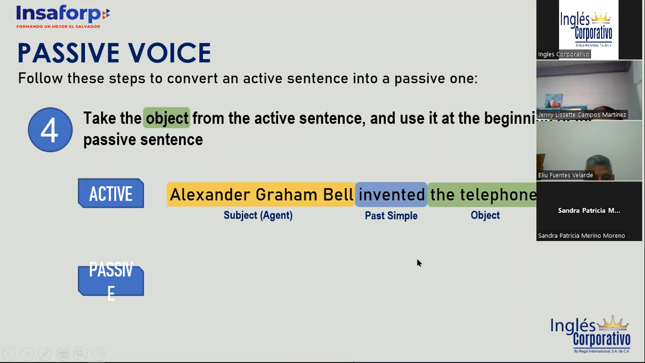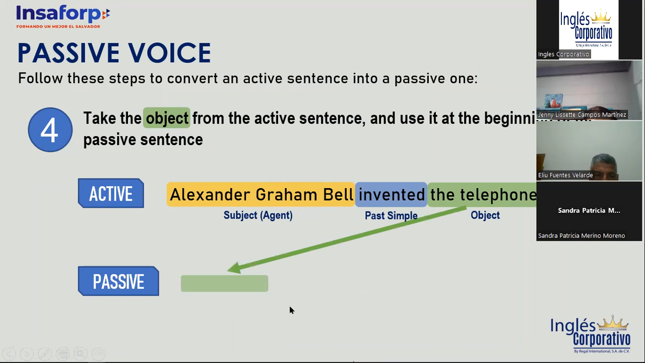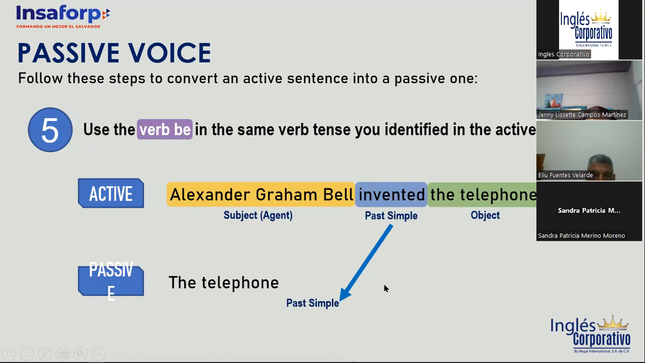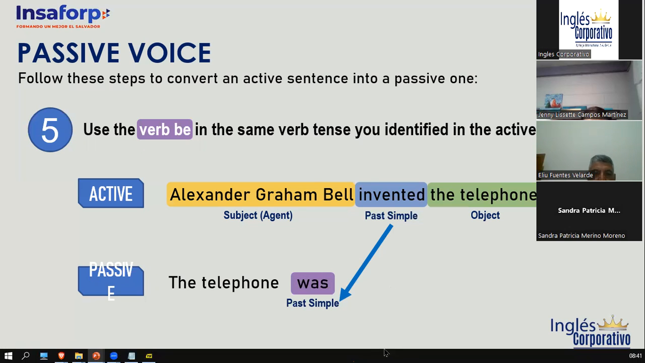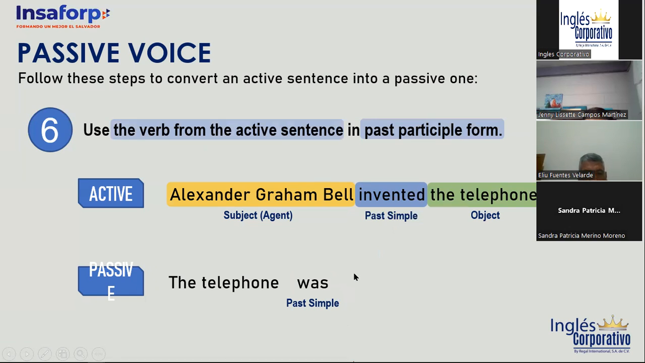Entonces, ayer les había explicado ya que el sujeto de la voz activa se convierte en el objeto de la voz pasiva, okay? So we have here the active: Alexander Graham Bell invented the phone. We got the subject or the agent, the past simple, and the object, and our object becomes the subject. El objeto se convierte en sujeto. So the telephone, luego necesitamos la oración en past simple, por lo tanto necesito was. And then use the verb form of the active sentence in the past participle form, right? So in that case, the telephone was invented.